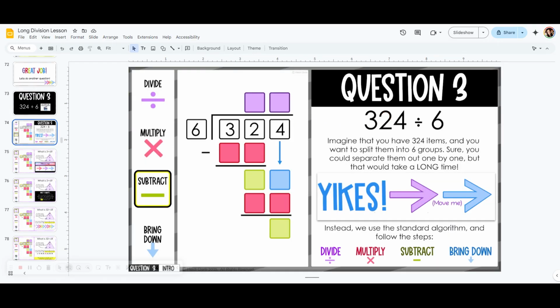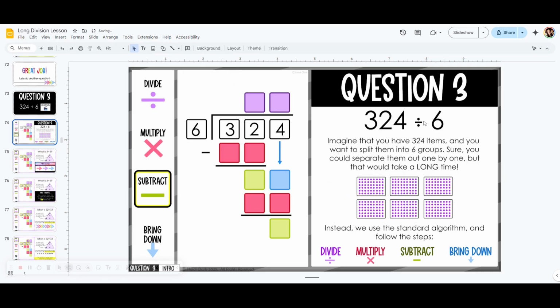324 is the dividend. It's the number you're dividing up. Say you have 324 candy bars and you want to divide them into 6 groups. 6 is the divisor. So you can see I divided 324 into 6 groups, and you can see how many are in each group. That would be the answer, or the quotient.